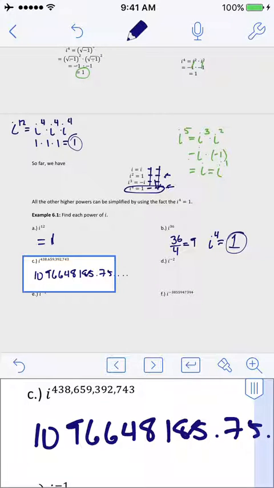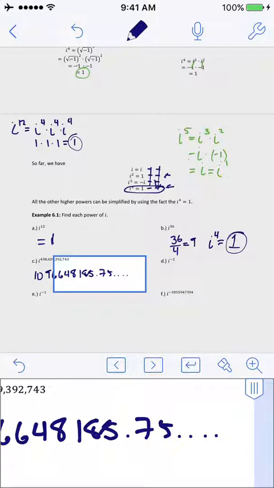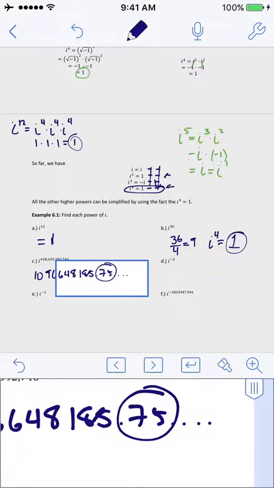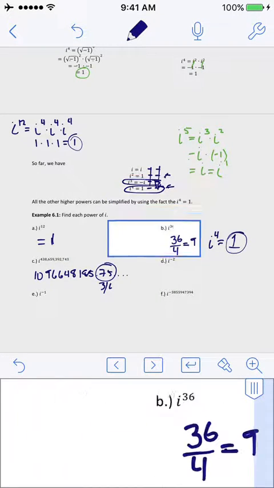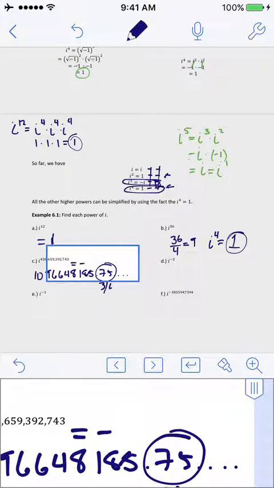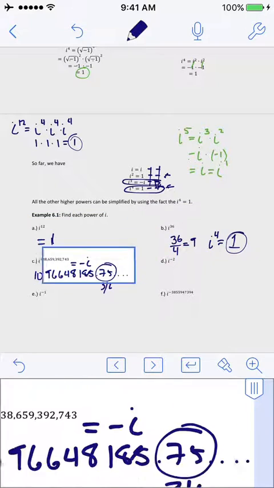And that's all fine and dandy, but the only part we care about is this 0.75, right? That means the remainder is 3 out of 4. So that means it's sitting in the 3rd spot, or it is equal to negative i. That's the only part we cared about. Alright, so that's what happens when you have positive i's.